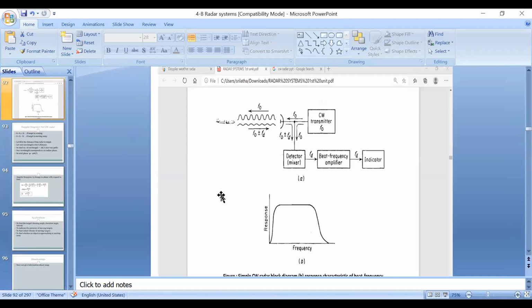That means flicker noise is proportional to 1 by f. That means frequency is inversely proportional to the flicker noise. Whenever the frequency increases, flicker noise decreases. Whenever the frequency decreases, flicker noise increases. So this continuous wave Doppler radar operates at lower frequencies when compared to other sections.